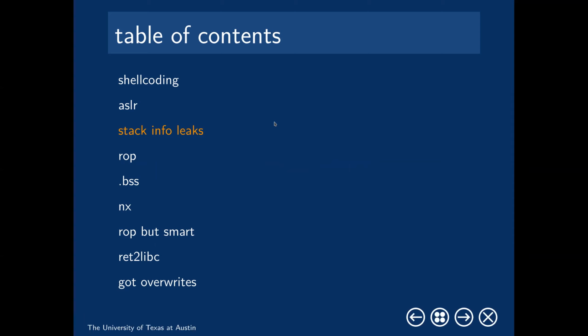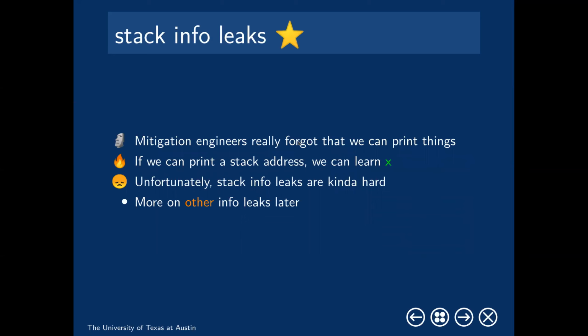The easiest way to get around ASLR, I guess not trivial, but the easiest way, is to leak a stack address, and after you leak a stack address, you can calculate X. So mitigation engineers really forgot that we could print things. If we can print a stack address, we can learn X by doing a calculation of the offsetted address that we've leaked versus some random number that we are computing all of our other addresses by.